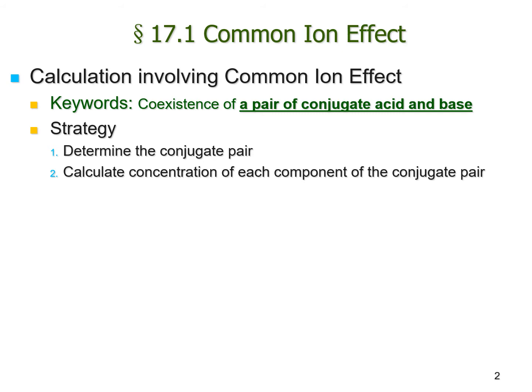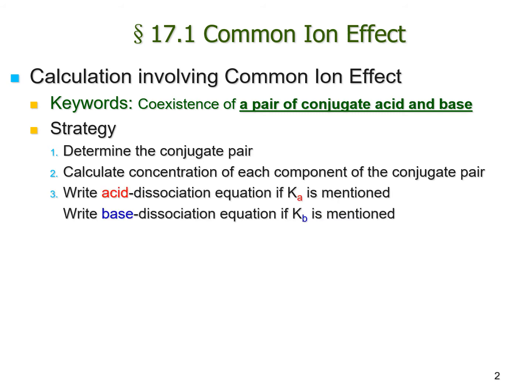Remember, we're going to set up an ICE table. For the ICE table, it is the concentration that really counts. All right, so once we realize the concentration, we have realized this is an equilibrium problem, this is a common ion effect. Depending on which K is given, we write up, like I said, the corresponding dissociation equation. If Ka is given, we write the acid dissociation. If Kb is given, we write a base dissociation equation.